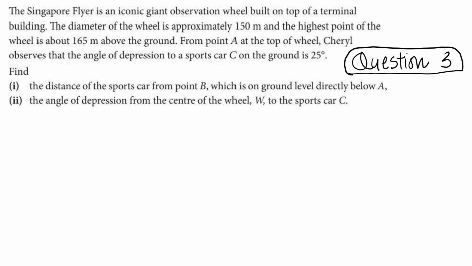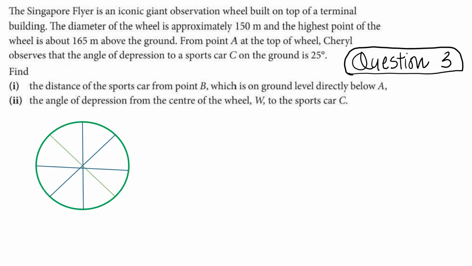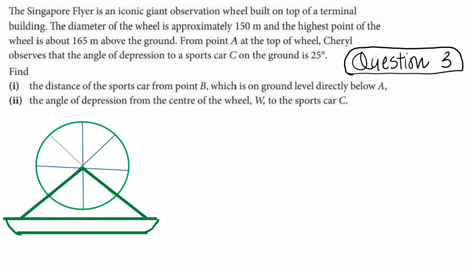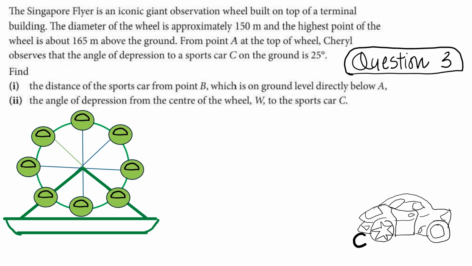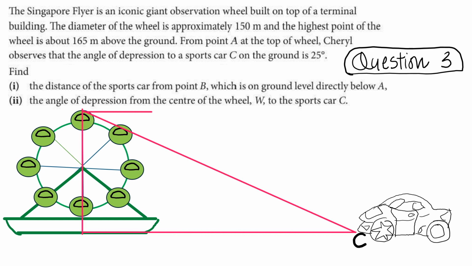Okay, same thing, I use a picture to explain what's going on. So that is your Singapore Flyer, and all the cable cars there. And then yes, we have a sports car, right? Unique looking sports car again. And you are Cheryl, you are at the top, at the highest point, and then you look down. Yes, you are at point A, the highest point, and you look down at the sports car. So the angle of depression is the angle it makes with the horizontal axis. All right, 25 degrees there.